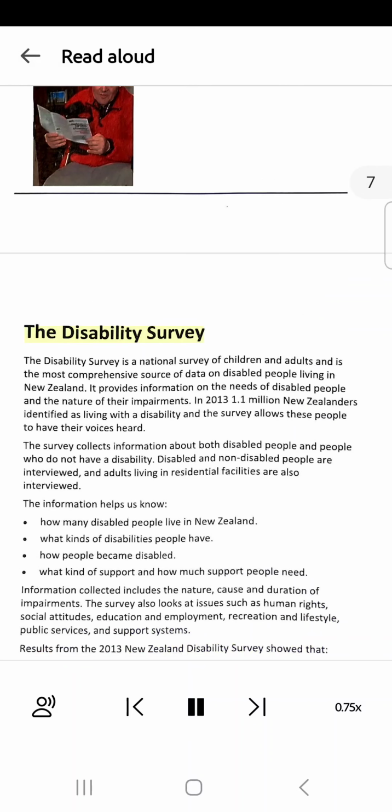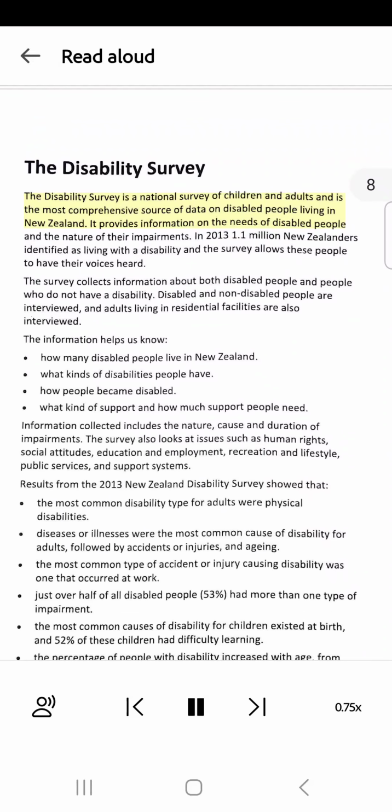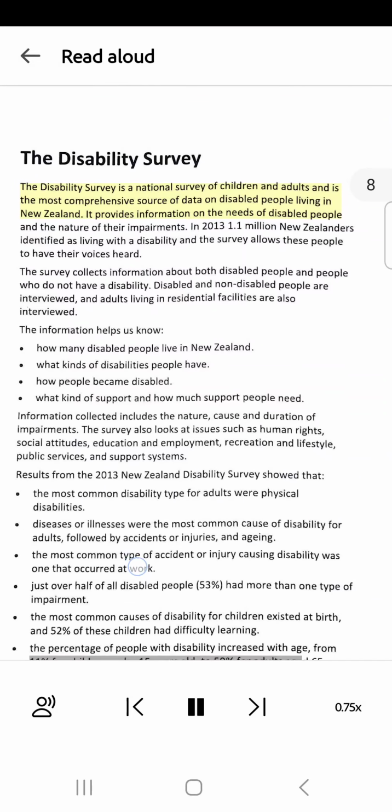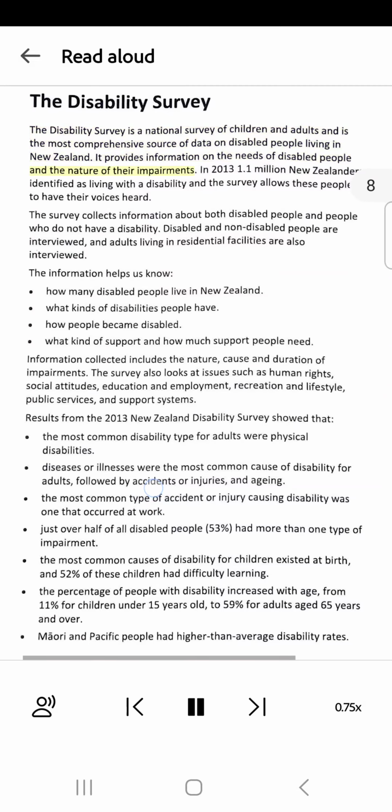4. The Disability Survey. The Disability Survey is a national survey of children and adults and is the most comprehensive source of data on disabled people living in New Zealand. It provides information on the needs of disabled people and the nature of their impairments. In 2013, 1.1 million New Zealanders identified as living with a disability, and the survey allows these people to have their voices heard. The survey collects information about both disabled people and people who do not have a disability. Disabled and non-disabled people are interviewed, and adults living in residential facilities are also interviewed.